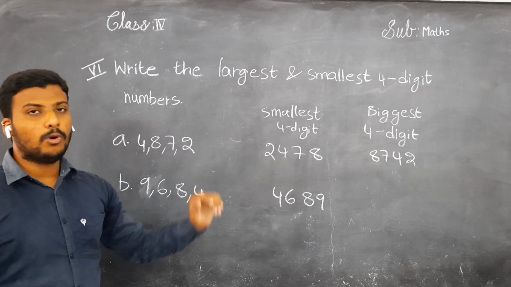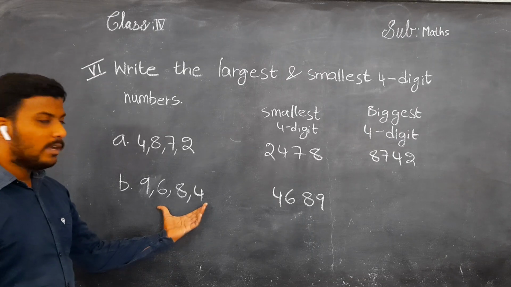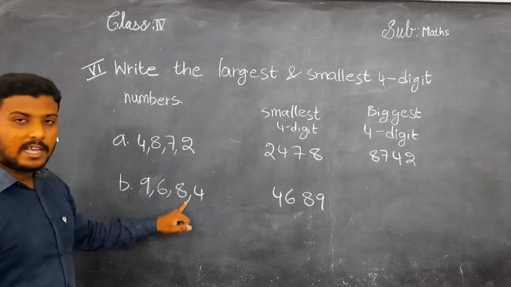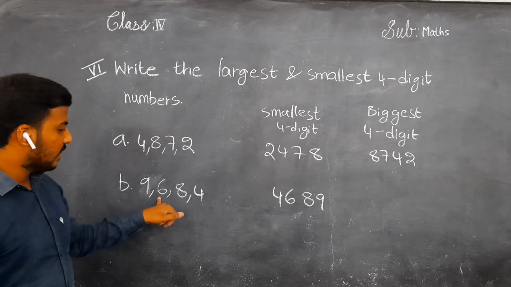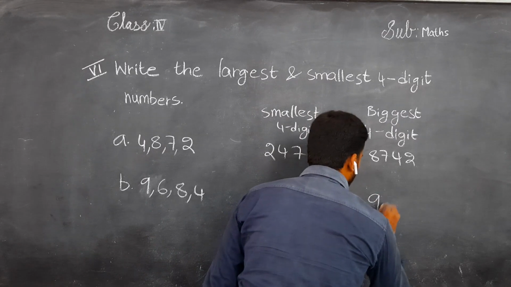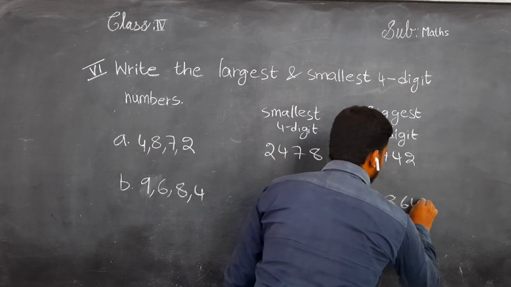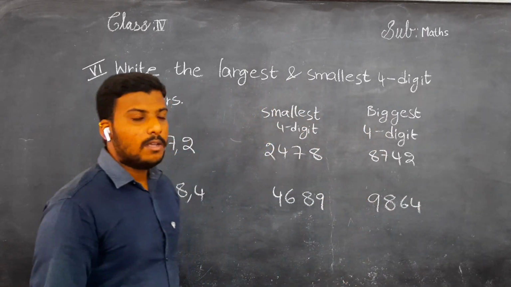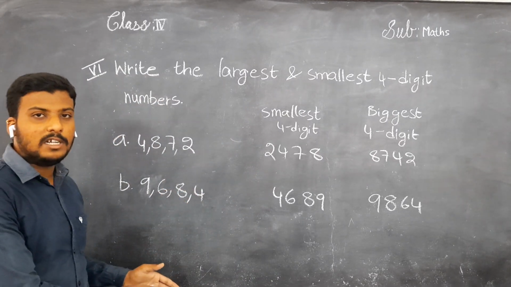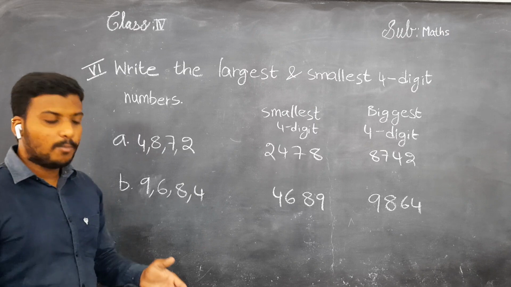Then what is the biggest 4-digit number? See, by looking at these digits, 9 is the biggest. After 9, 8 is the biggest. After 8, 6. And later on, 4. 9, 8, 6, 4 is the biggest 4-digit number. By looking at these digits, we can frame the smallest 4-digit number, and at the same time the biggest 4-digit number.